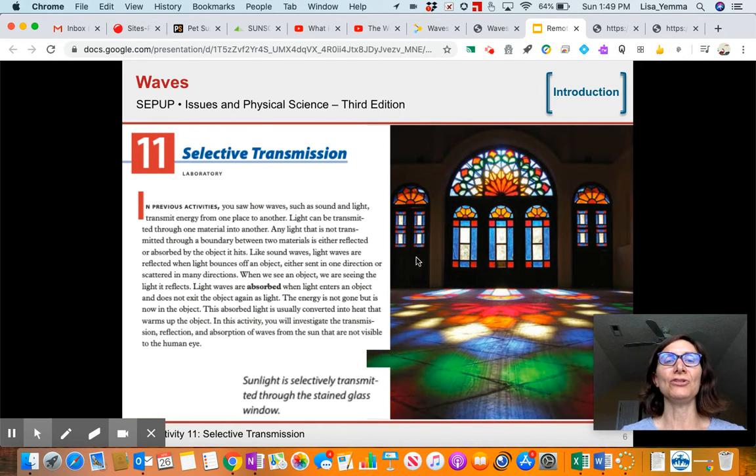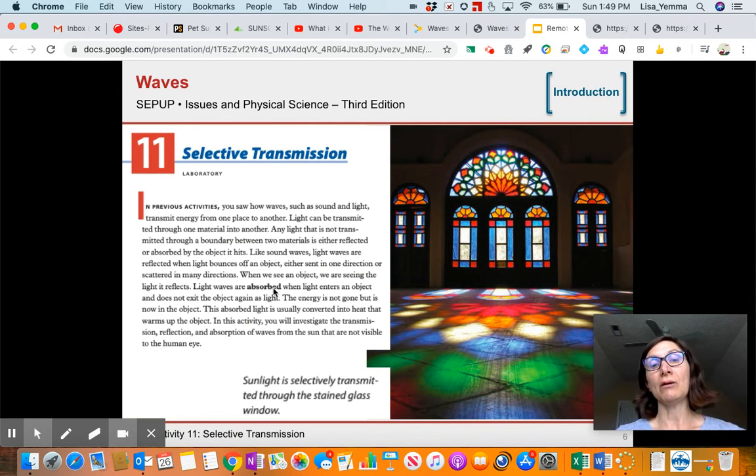In previous activities, you saw how waves, such as sound and light, transmit energy from one place to another. Light can be transmitted through one material into another. Any light that is not transmitted through a boundary between two materials is either reflected or absorbed by the object it hits. Like sound waves, light waves are reflected when light bounces off an object, either sent in one direction or scattered in many directions. When we see an object, we are seeing the light it reflects.